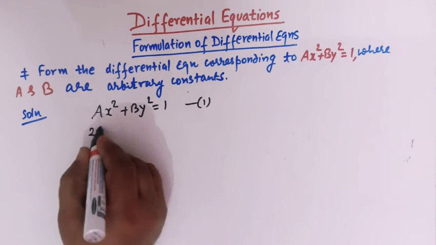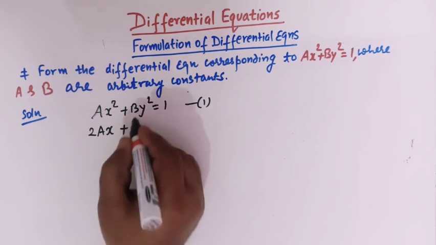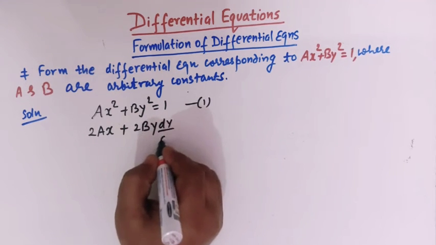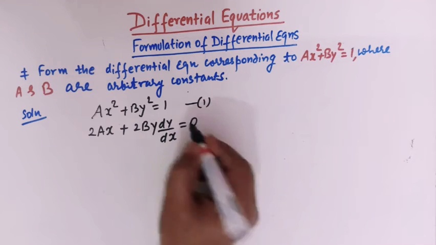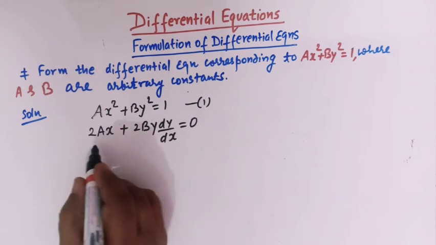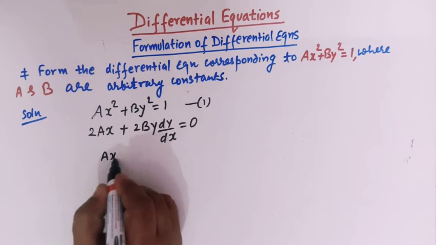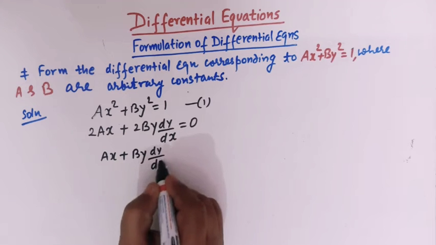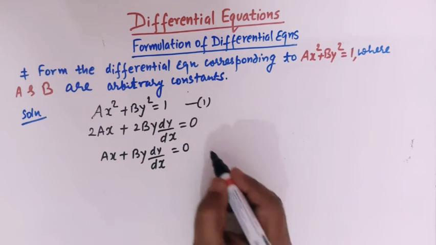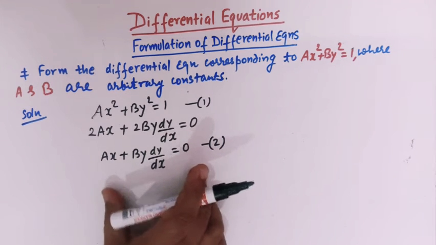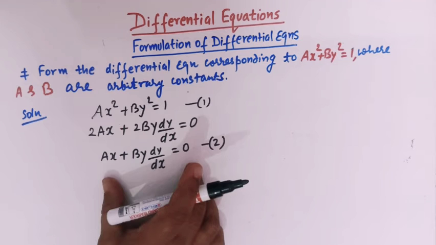So here we'll have 2ax, then we'll have 2by dy/dx equal to 0, because the derivative of 1 is 0. Dividing throughout by 2, we have ax + by dy/dx = 0. Say this is equation number 2, right? Now let us again differentiate equation number 2 with respect to x.